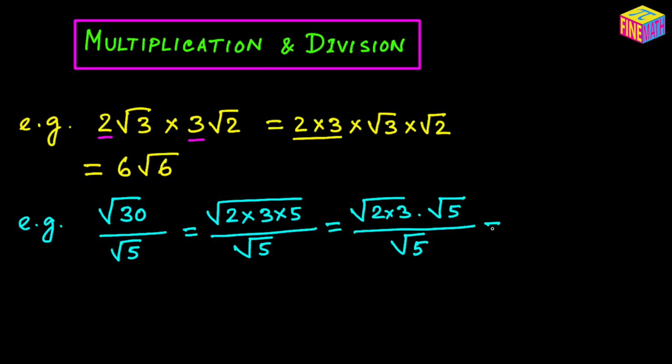I can separate the 5 from the other two factors, and then we have square root of 5 in the denominator. So from here we get that this square root of 5, this square root of 5 will cancel each other in the numerator and the denominator. So we are going to be left with square root of 2 times 3, which is 6. So our answer is square root of 6. Let's take one other example.